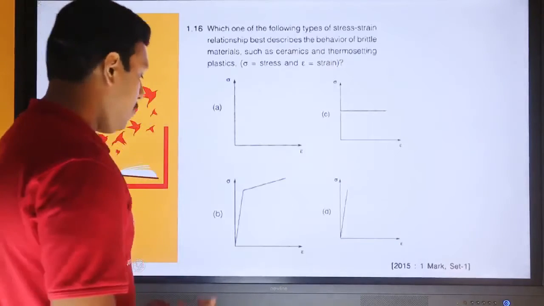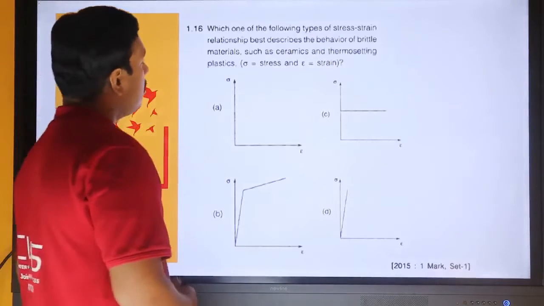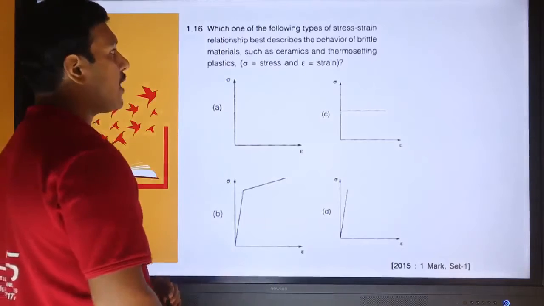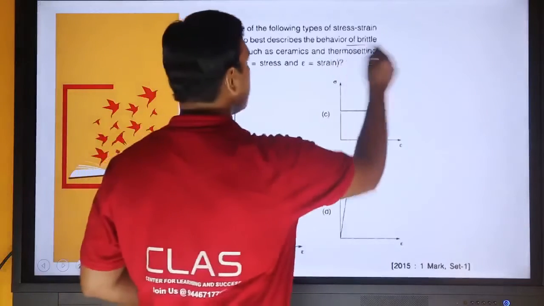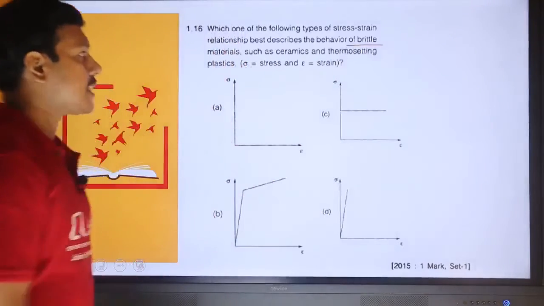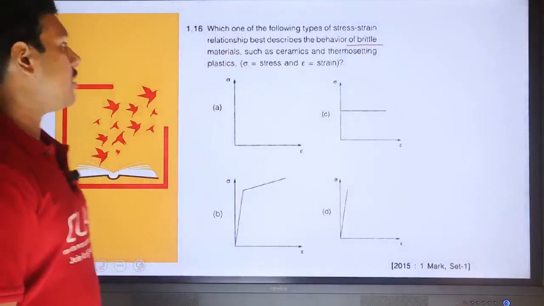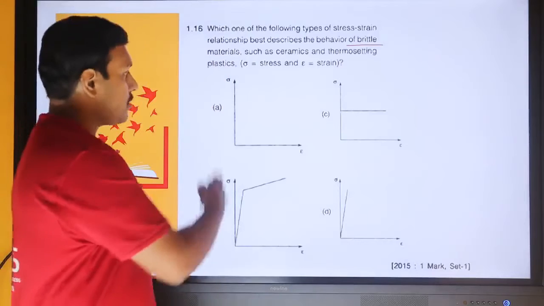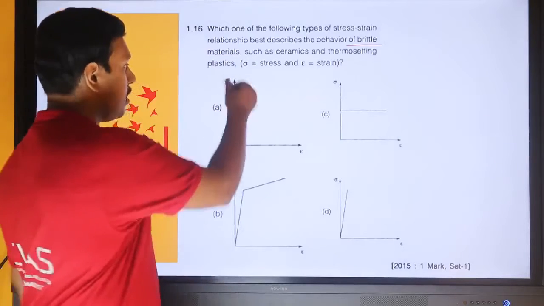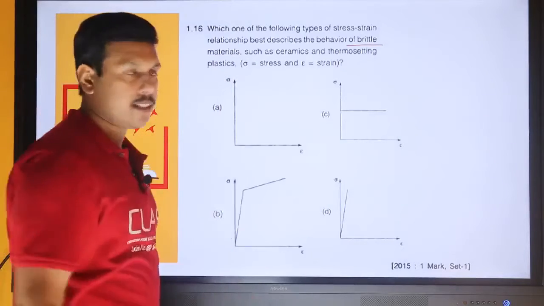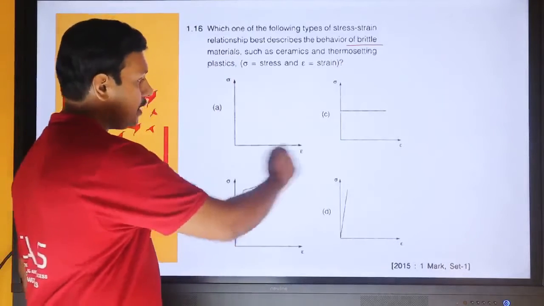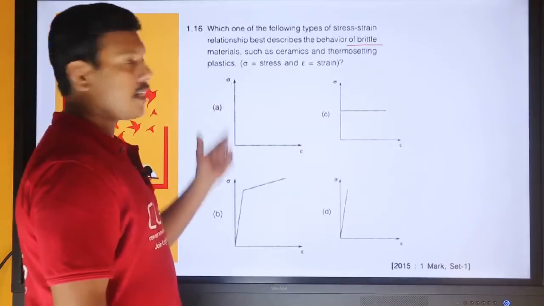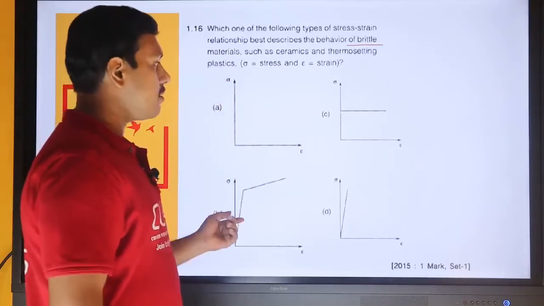Then 1.16. Which one of the following types of stress strain relationship best describes the behavior of brittle material such as ceramics and thermosetting plastic? Here the material given is brittle material. Option A we cannot predict. If it is parallel to the y-axis, it is rigid. If it is parallel to the x-axis, it is ideal fluid. But we cannot identify whether it is x-axis or y-axis.